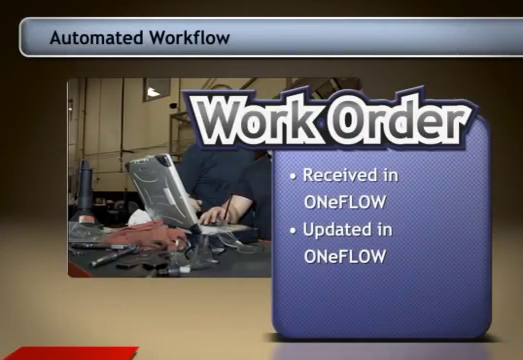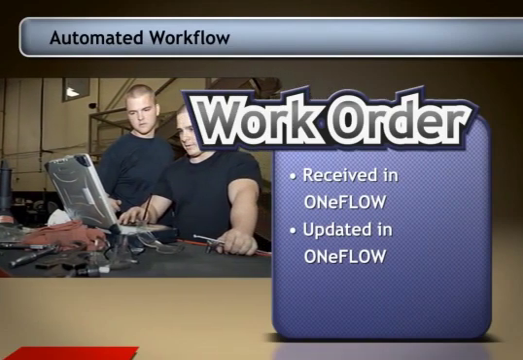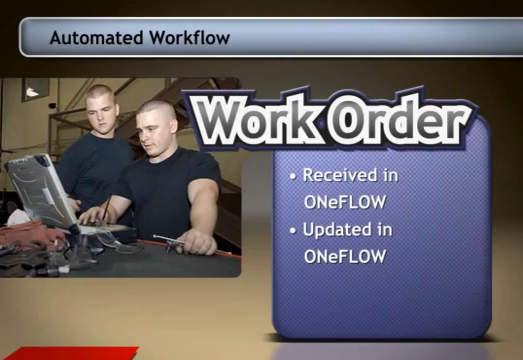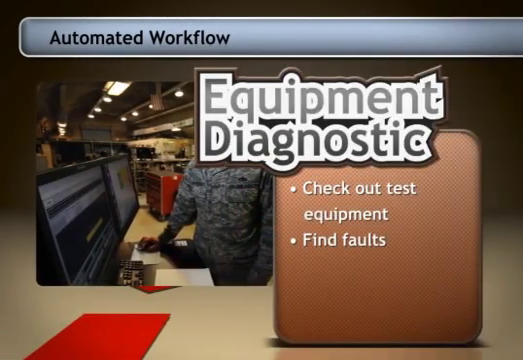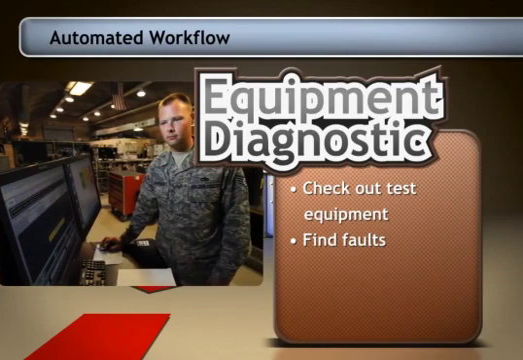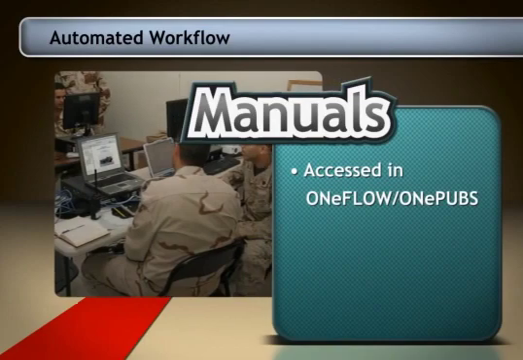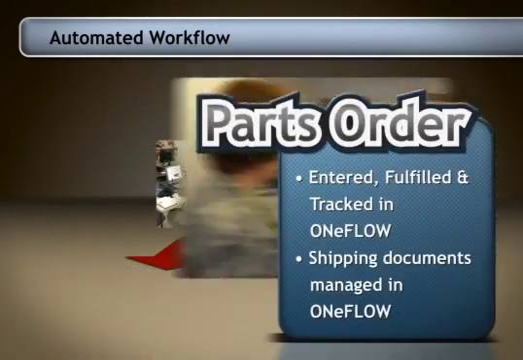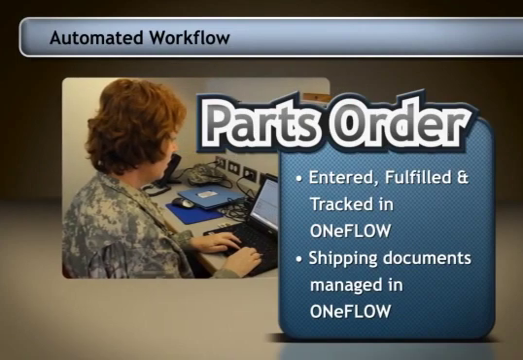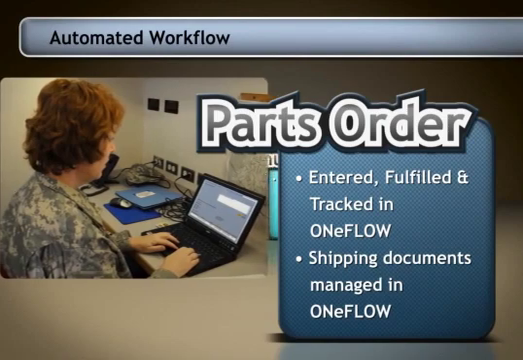An automated workflow is much simpler than a paper-based workflow, with fewer opportunities for error and significant time savings. In this same mechanic example, no forms are handwritten, updated, or passed to the next person, eliminating almost all opportunities for error. Troubleshooting and repair procedures, as well as all related manuals, are accessed through ONeFLOW and OnePubs, saving hours of time and ensuring that all manuals are the latest release.